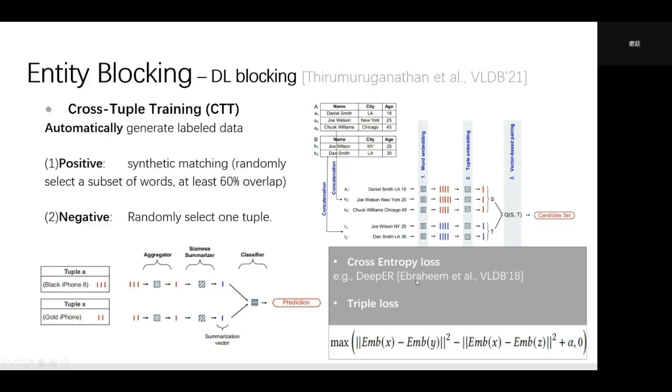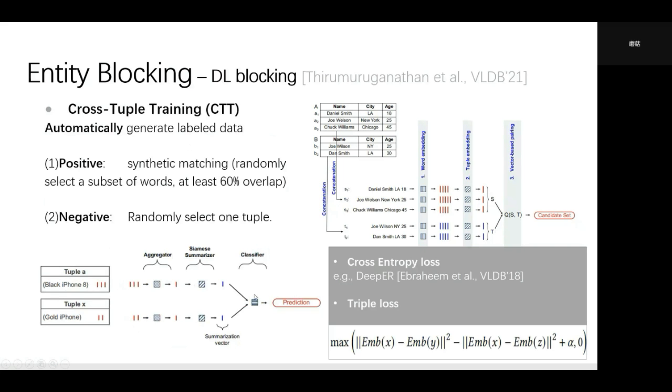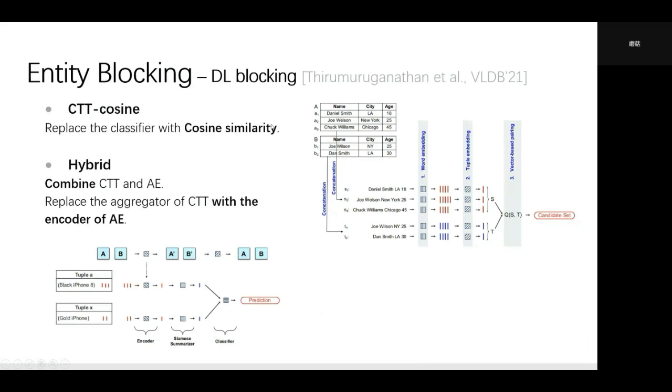Two loss functions are often used. The first one is cross entropy loss, which is widely used in binary classification problems. Triple loss is more efficient in some representation models. The idea is that the distance between embeddings of positive pairs should be much smaller than the distance between negative pairs. Also, we can replace the classifier with cosine similarity, which we call CTT cosine.